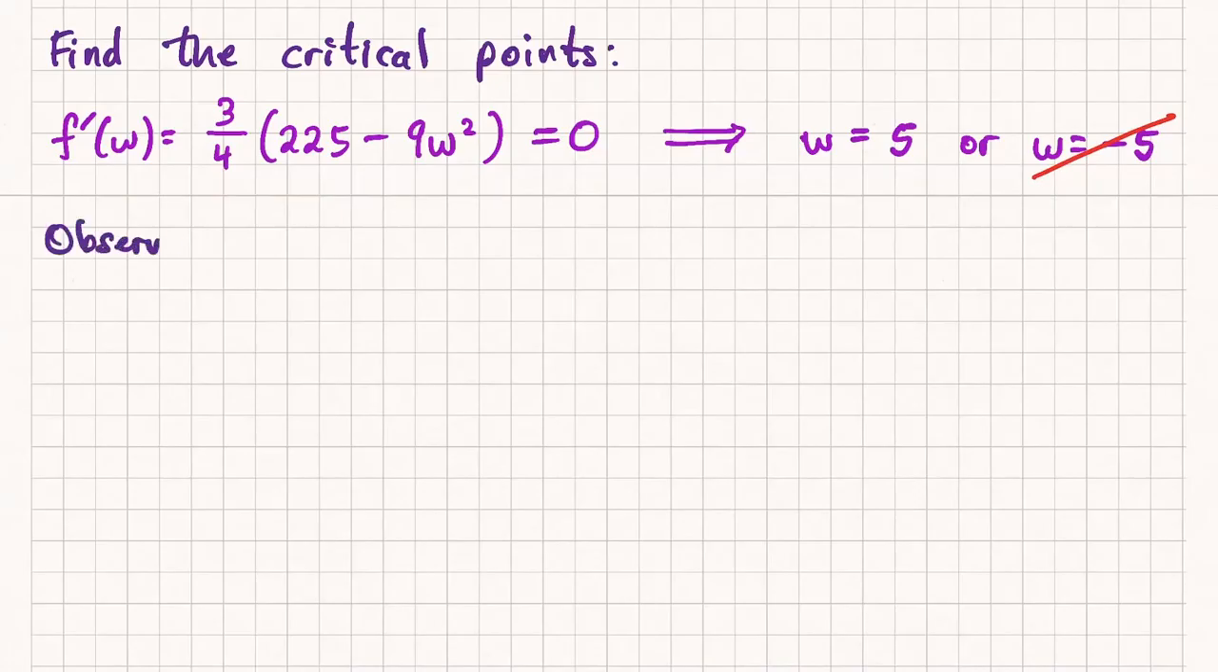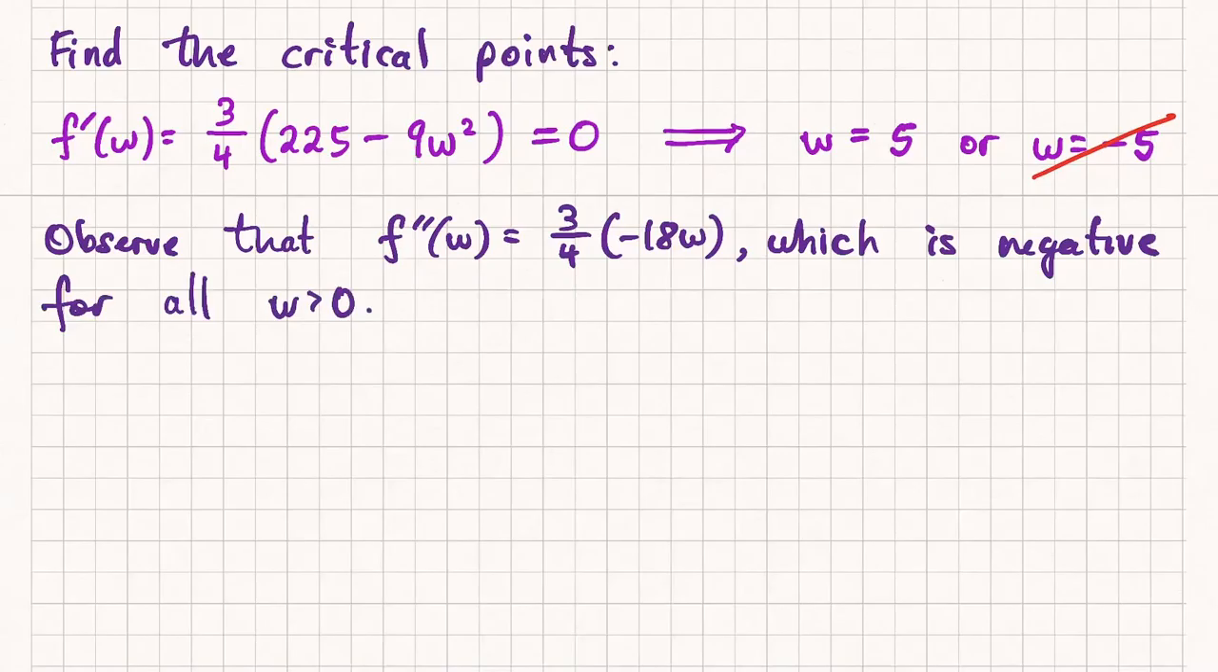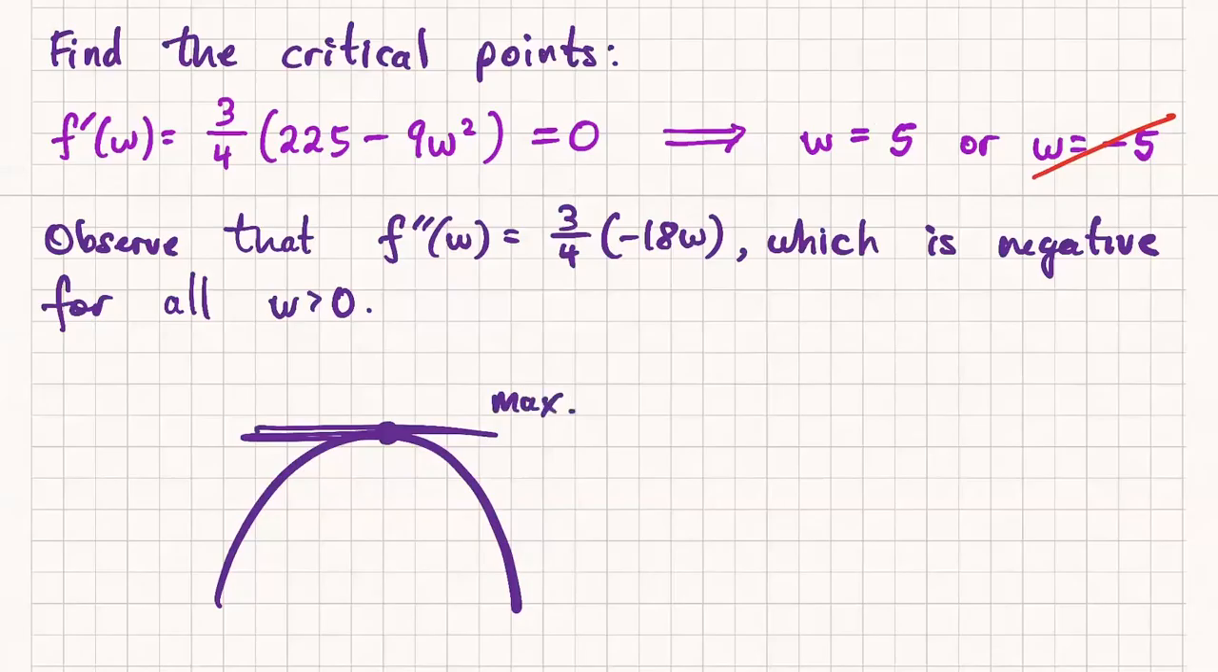So observe that the second derivative of this is 3/4 times negative 18W. And that's obviously negative if W is positive, which is negative for all W greater than 0. And what do we know about negative? If I have a negative second derivative, Rachel, in the last minute of class, a negative second derivative means what about the concavity? Down. Concave down. And if I have concave down, that means whatever critical point I found must be what? It must be a maximum.